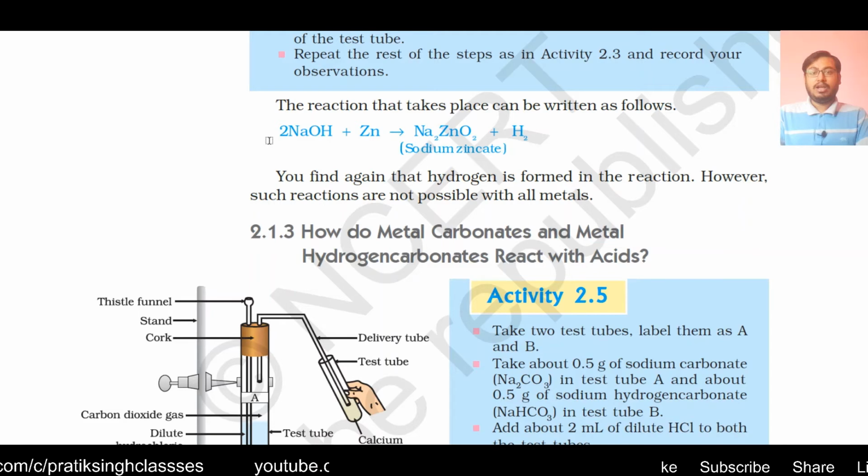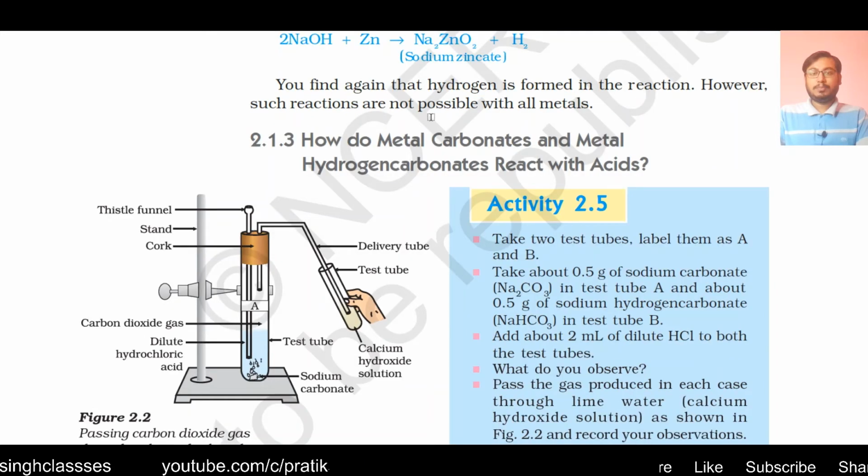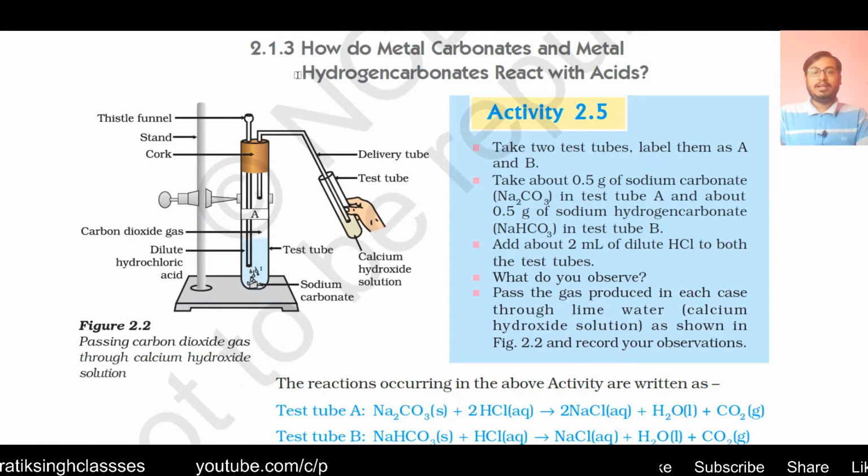So here you can see we have got sodium zincate plus hydrogen gas, and this hydrogen gas can be tested by burning it. You find again that hydrogen is formed in the reaction. However, such reactions are not possible with all metals, because different metals have different reactivity. How do metal carbonates and metal hydrogen carbonates react with acid? In place of hydrogen carbonates you can also write bicarbonate.